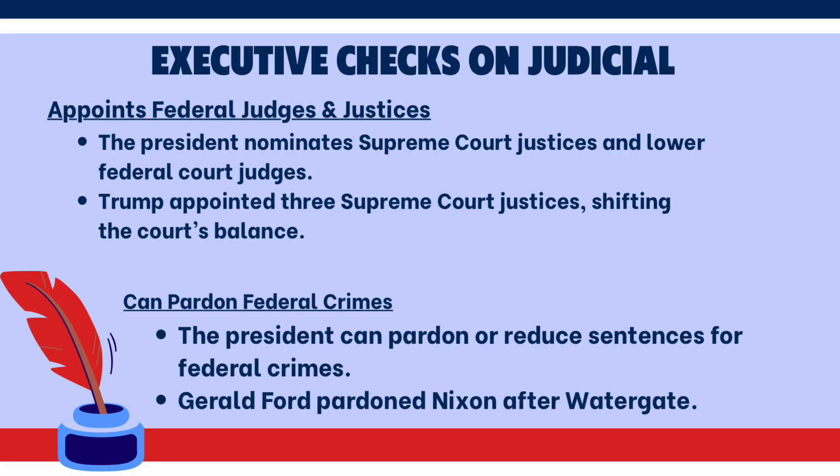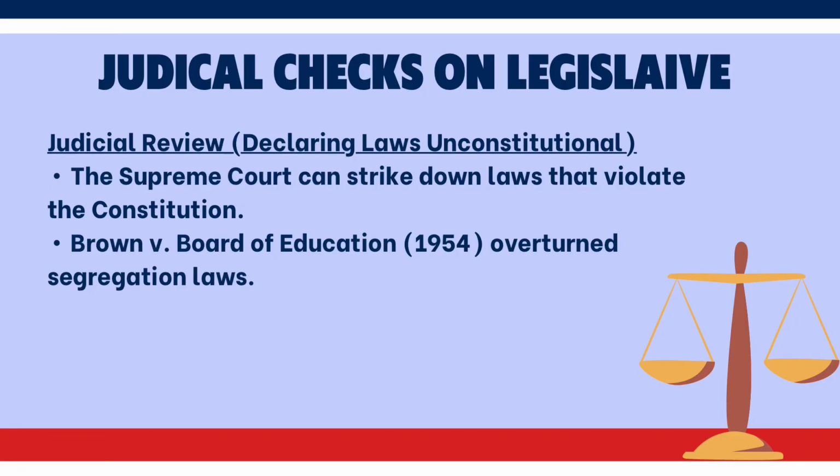The second is pardons. The president can pardon federal crimes. For example, President Gerald Ford pardoned Nixon after Watergate. Now let's look at judicial checks on the other two. First is judicial review. The Supreme Court can strike down unconstitutional laws.